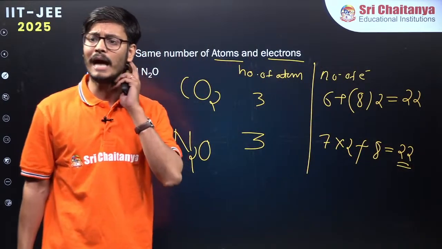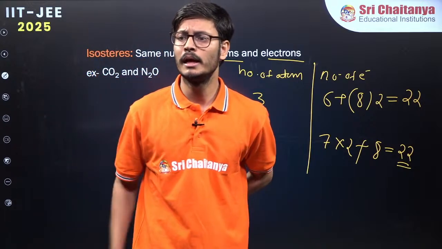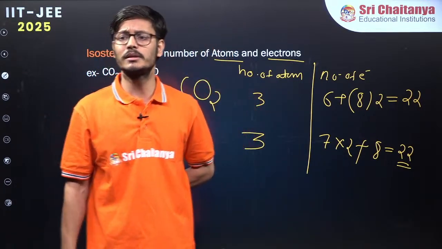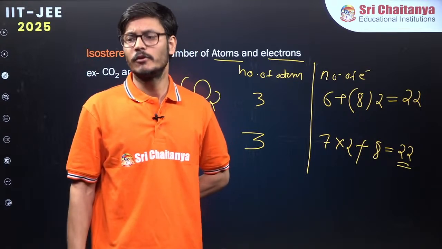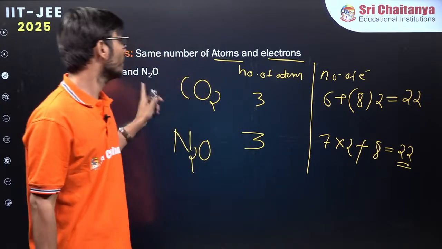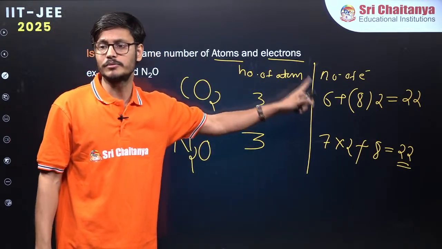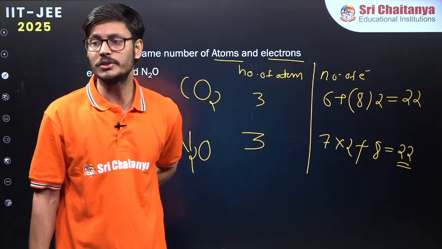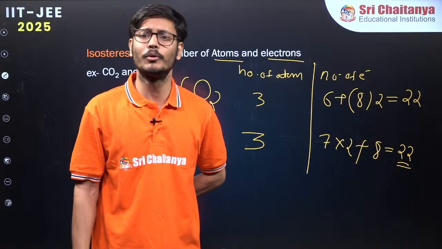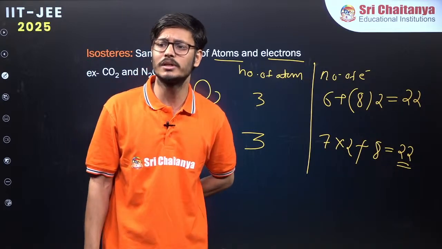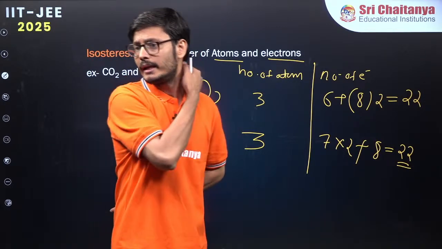Is it clear to everyone? Isosteres, give me a thumbs up quickly. Very good, 22 and 22. Both the number of electrons and the number of atoms are the same. They are known as isosteres. If the number of atoms and the number of electrons are both the same, they are known as isosteres. Great.